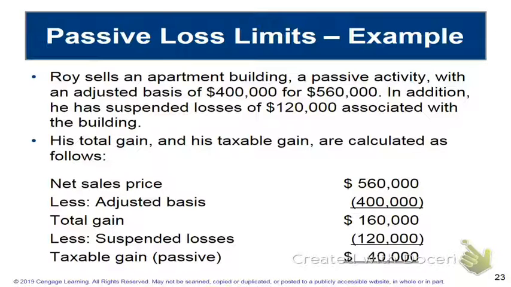So, for an example, Roy has an office building. It's a passive activity with an adjusted basis of $400, and he got rid of it for $560. So he sold it as a profit. In addition, he had suspended losses he hadn't been able to use, associated with the building. So the first thing is you figure out the gain, then he gets the losses. So actually, in the end, he only had a $40,000 gain. So in the end, it worked out, but throughout this whole process, he wasn't able to take those losses.